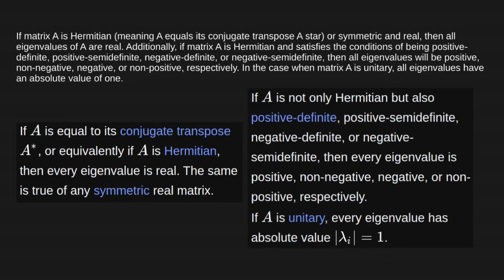If matrix A is Hermitian, meaning A equals its conjugate transpose A star, or is real and symmetric, then all eigenvalues of A are real. Additionally, if matrix A is Hermitian and positive definite, positive semi-definite, negative definite, or negative semi-definite, then all eigenvalues will be positive, non-negative, negative, or non-positive, respectively. When matrix A is unitary, all eigenvalues have an absolute value of 1.